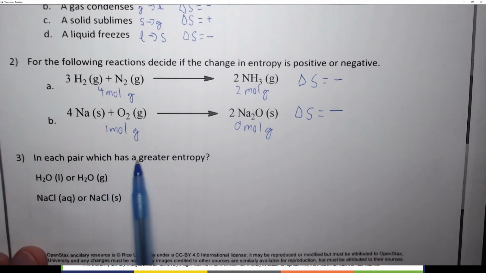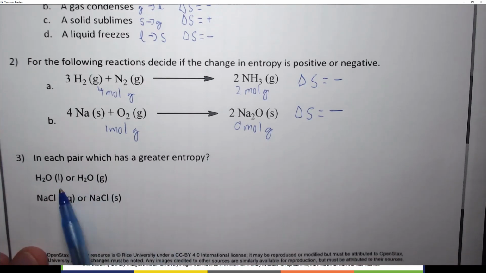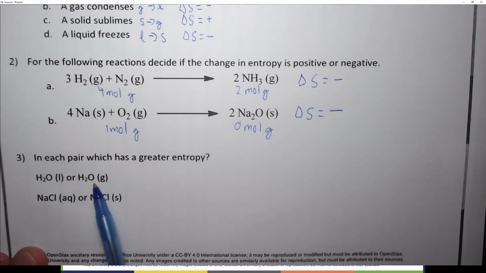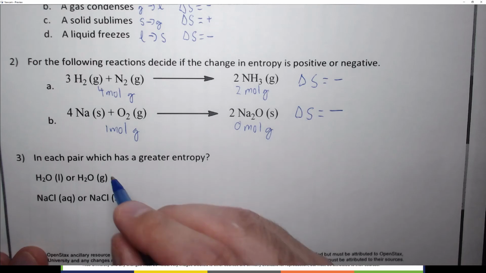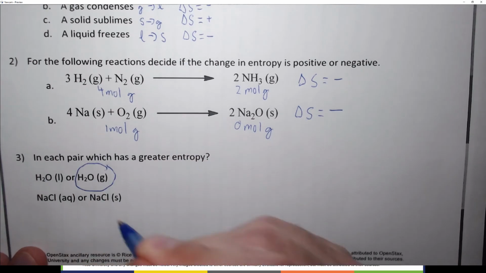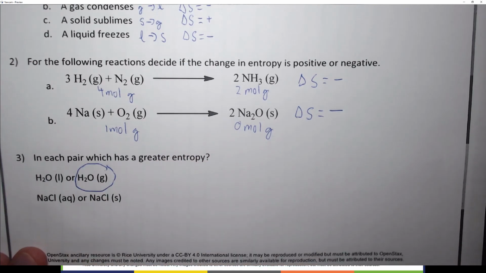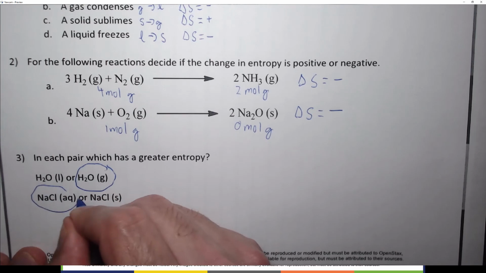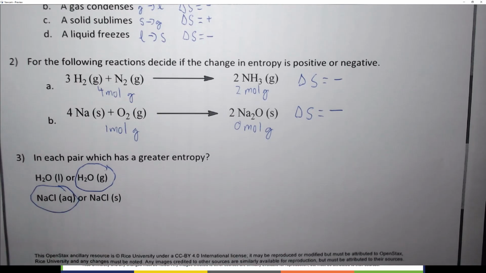For the last one, it says in each pair, which has greater entropy? Well, here we have phases again. We have liquid water or gaseous water? Well, the one that's a gas has more freedom and therefore more entropy. And in the next case, we have aqueous NaCl versus solid NaCl. And as we talked about before, the aqueous NaCl is the one that has more randomness, or the molecules have more freedom, or they're more disordered, or however you want to say it.